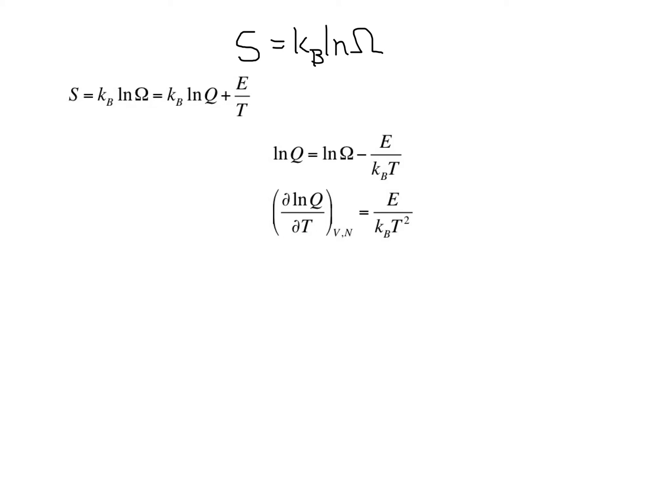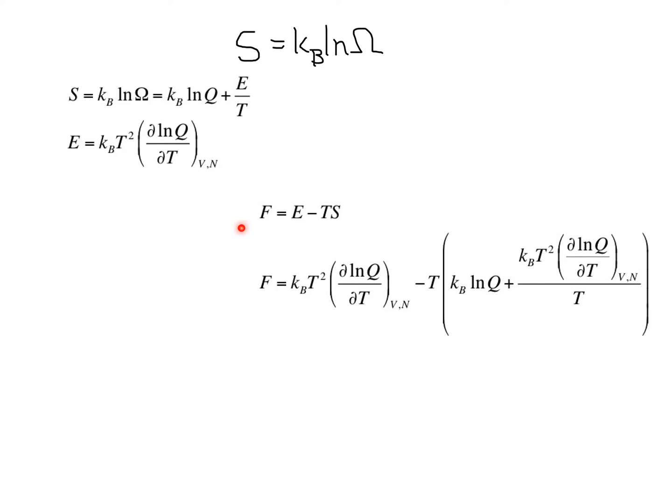When we do that, if we do this at constant volume and number of moles, the ensemble size is constant, and so the derivative of that is equal to 0, and the derivative of minus E over k Boltzmann T is equal to E over k Boltzmann times temperature squared. So from there, we can solve for the internal energy and see that the internal energy is related to the derivative of the partition function with respect to temperature.